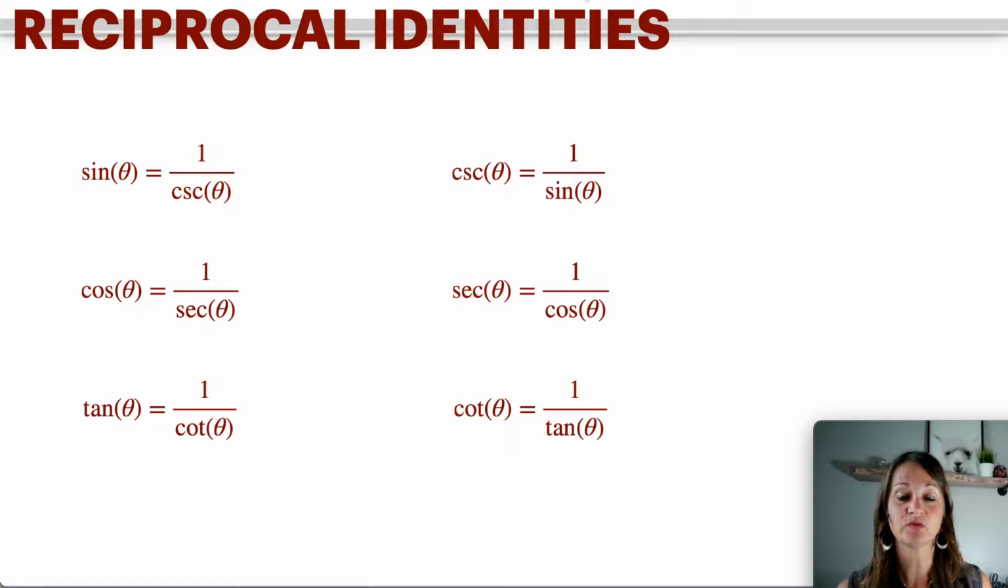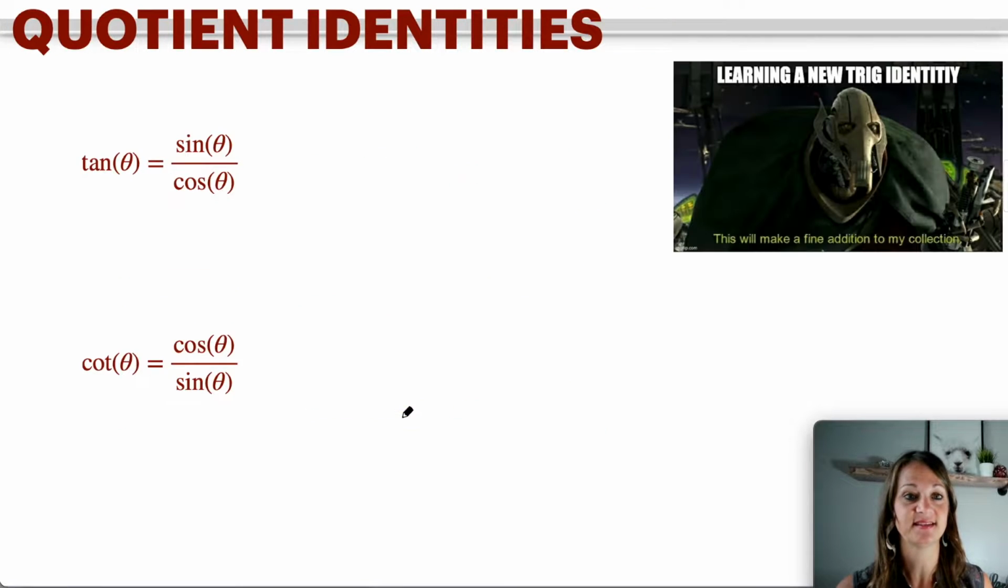Now, there are 6 reciprocal identities: sine, cosine, and tangent. As a review, secant, cosecant, and cotangent are reciprocals of sine, cosine, and tangent. Sine and cosecant are reciprocals of each other, cosine and secant, and then tangent and cotangent. And we will be using those reciprocal identities in the future when we are simplifying those expressions.